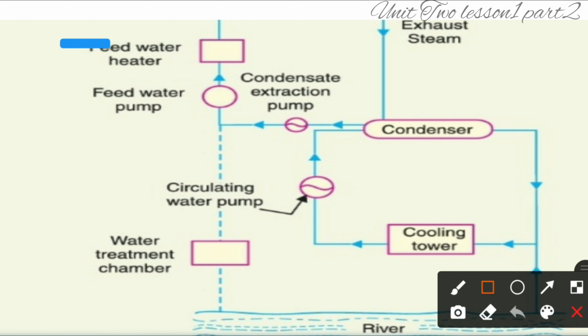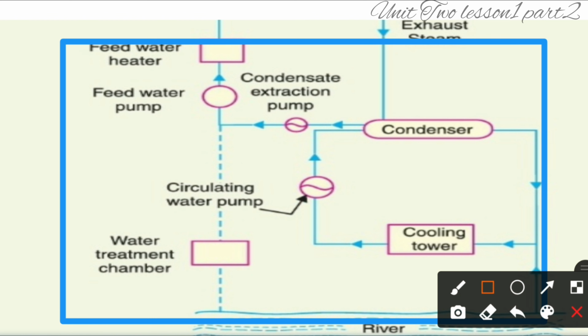Now, feed water and cooling arrangement. In order to improve the efficiency of plant, the steam exhausted from the turbine is condensed by means of a condenser. Water is drawn from a natural source of supply, say river, canal or lake, and is circulated through the condenser. The circulating water takes up the heat of exhausted steam and itself becomes hot. The hot water coming out from the condenser is discharged at a suitable location down the river.